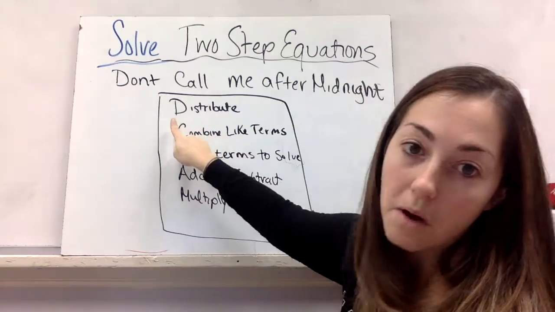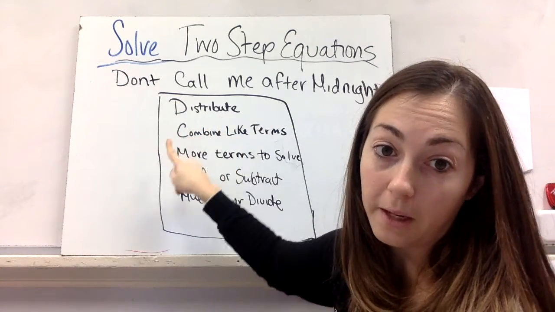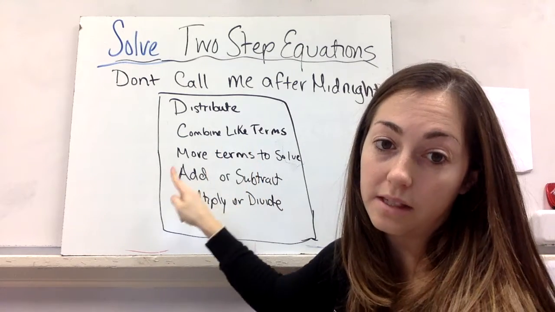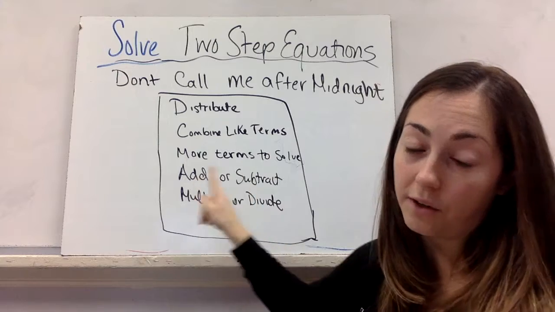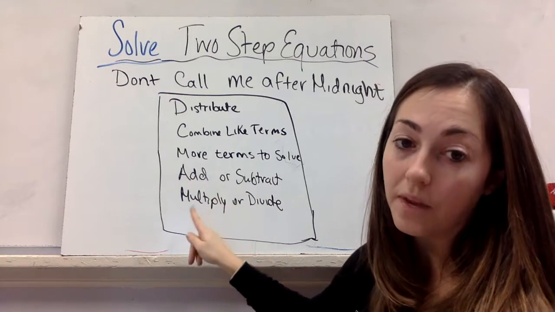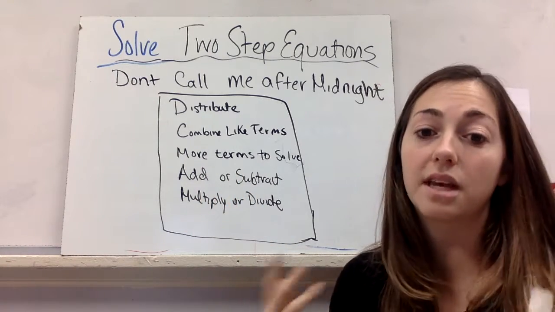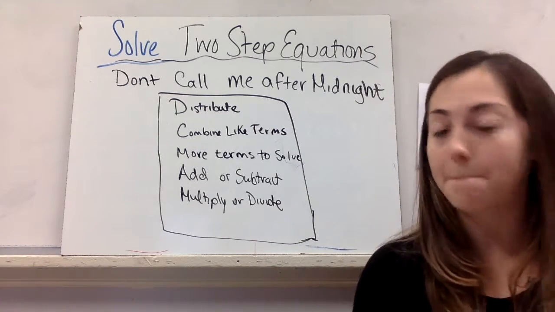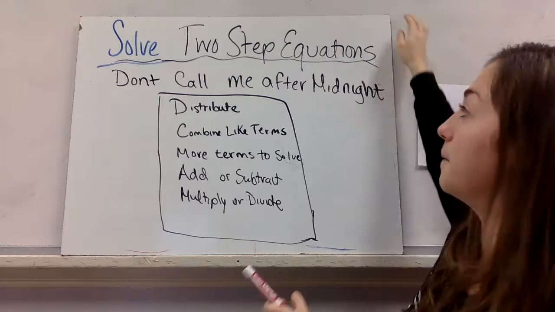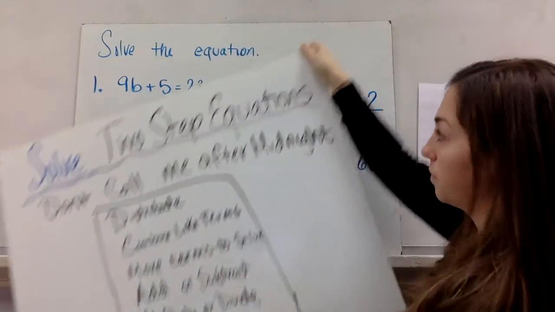What that means is we're going to distribute before we do anything, then combine like terms, then move terms to solve, then add or subtract, and you got to figure out which one will come first, you'll see, and then multiply or divide. Just get this down, and then we're going to keep it handy. Don't call me after midnight. Pause the video, hit play when you're done writing that down.